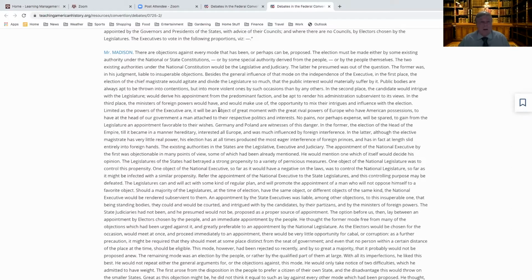In the third place, ministers of foreign powers. The ministers of foreign powers would have and would make use of opportunity to mix their intrigues and influence with the election. Limited as the powers of the executive are, it will be an object of great moment with the rival powers of Europe who have American possessions to have at the head of our government a man attached to their respective politics and interests. No pains nor perhaps expense will be spared to gain from the legislature an appointment favorable to their wishes. And he goes on to be specific about how this has happened in other countries.